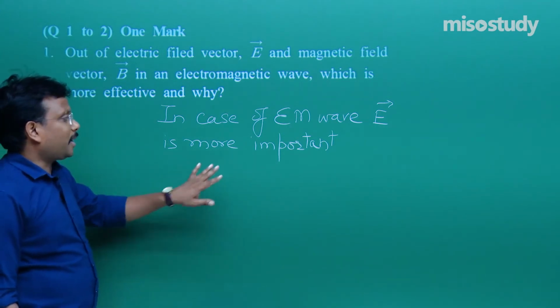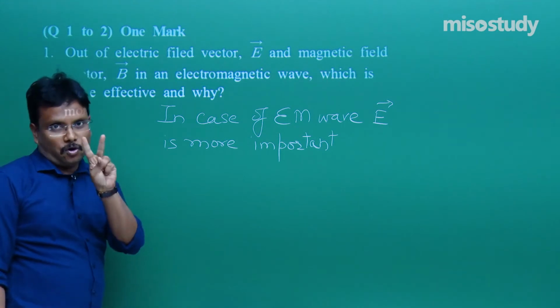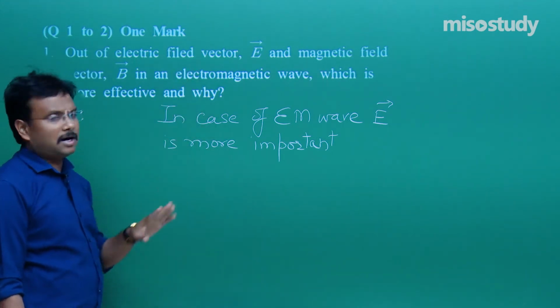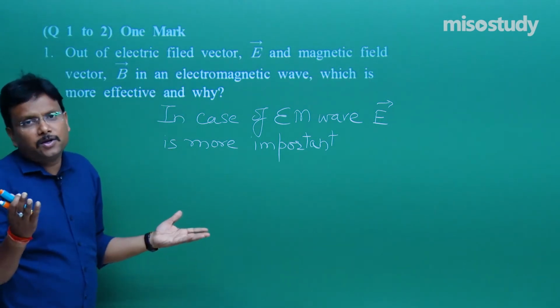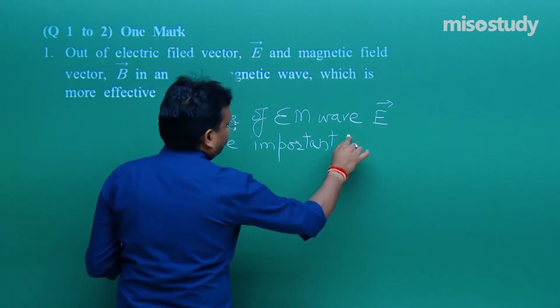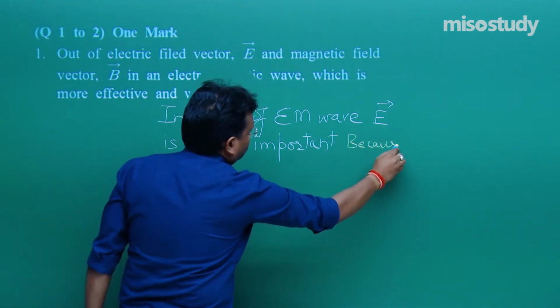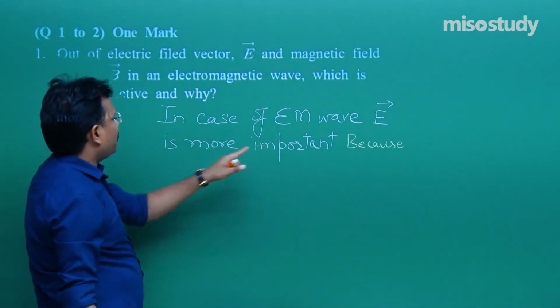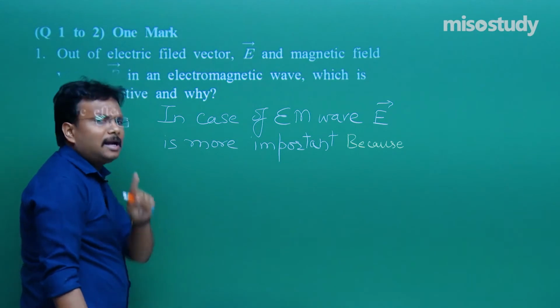Now, it is because of the reason. First thing, I will give you two causes. I think in 1 mark you need not mention that much, but I am telling you so that in future you can use it anywhere. In case of EM wave, E, that is the electric vector, is more important because there are two reasons.